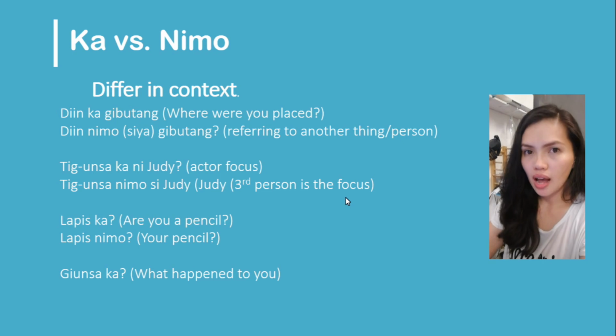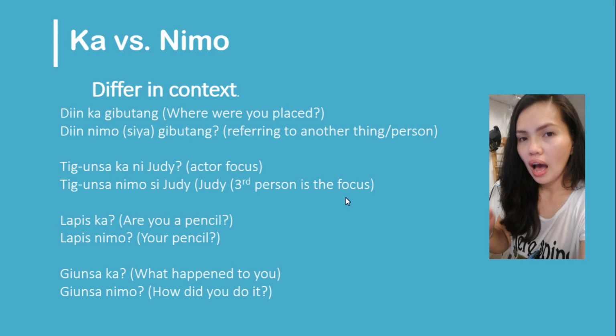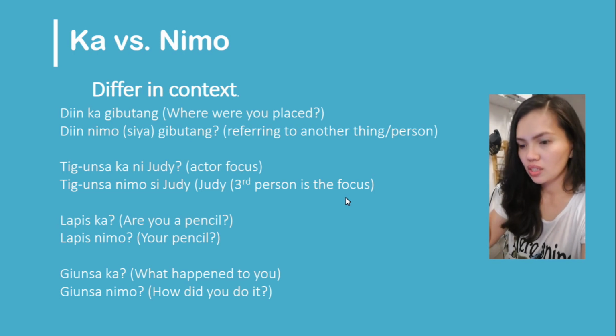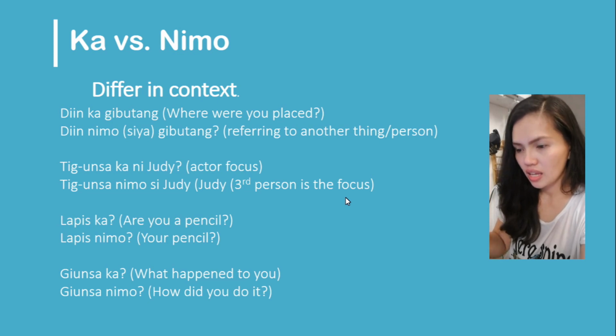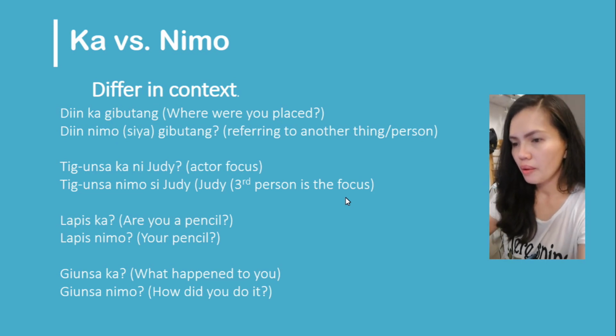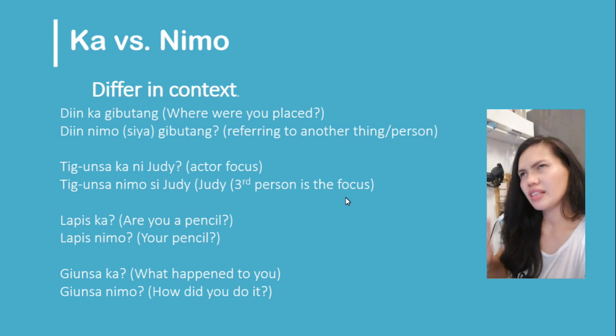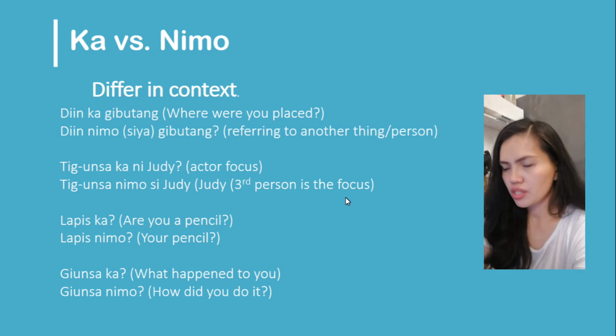Next, gi-unsa ka? What happened to you? Gi-unsa nimo? How did you do it? So we have the same gi-unsa, but once you use ka, it says what happened to you. But when you use nimo, how did you do it? I hope from here you can already get the gist of how to use ka and nimo. So obviously they differ in context. I think that's all I can share about ka versus nimo.